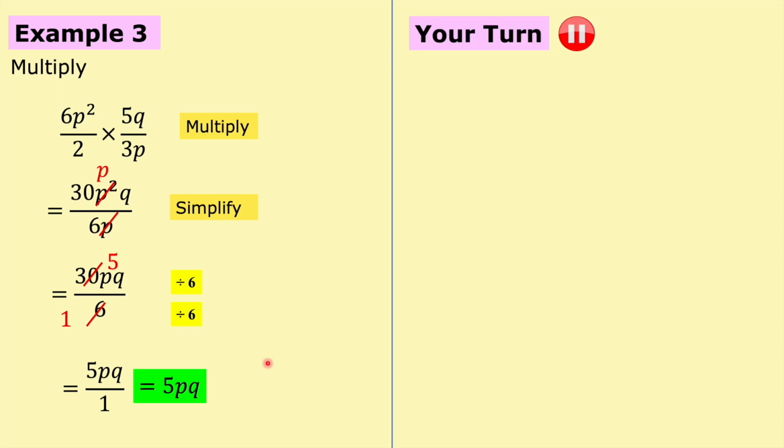So again, if you can pause the video here, following that example closely and try this question. So 2x squared over 5 times 5y over 3x.